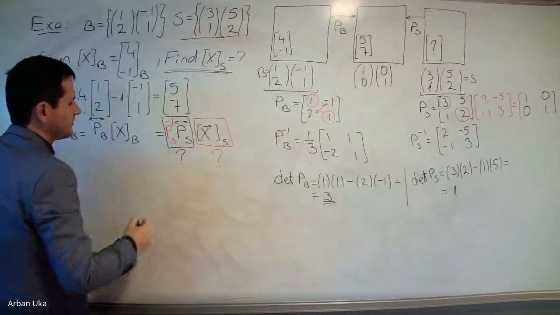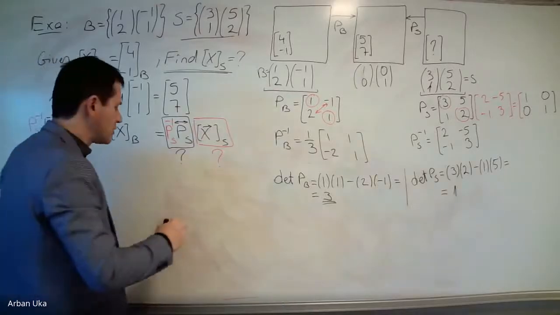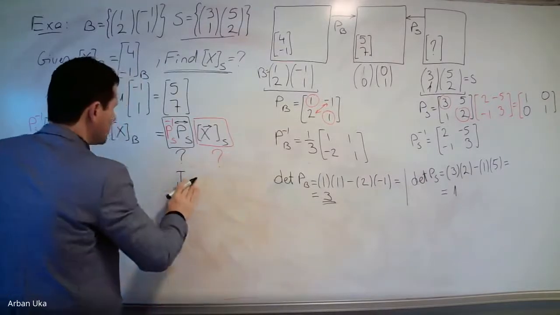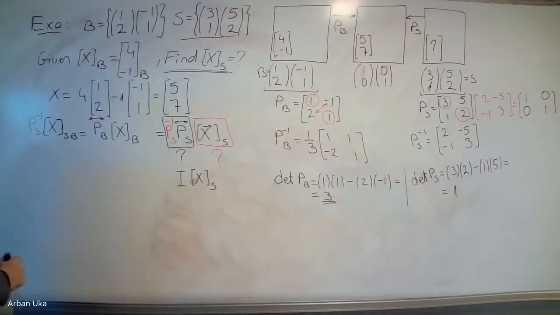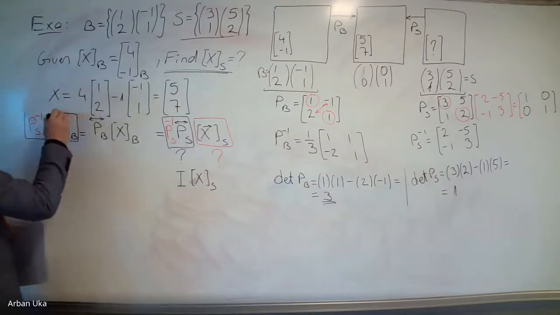What is this, Christian? It's the matrix so that we found 1, 0, 0, 1. It is the identity matrix, that's true. Yes. So here, we get the identity matrix times XS. Okay?